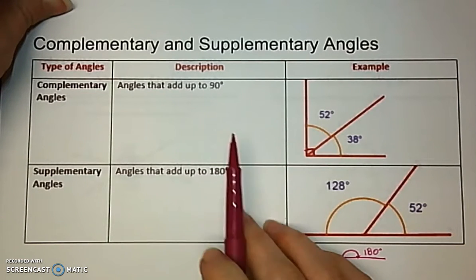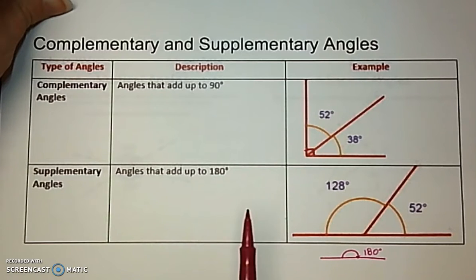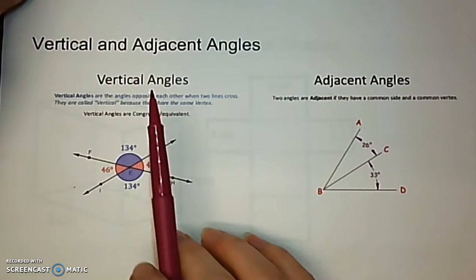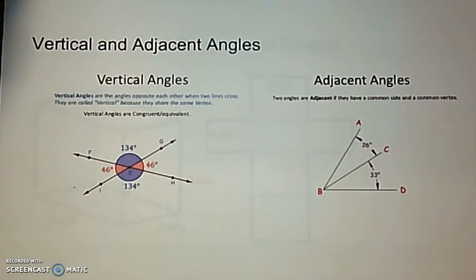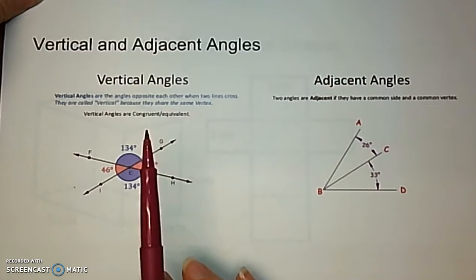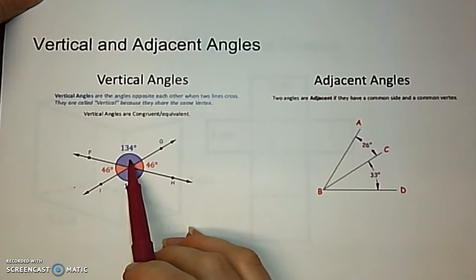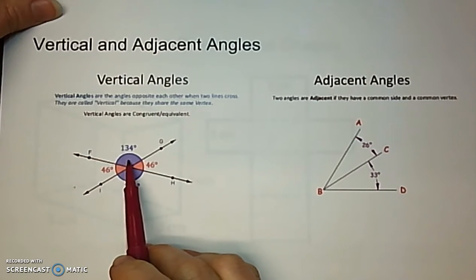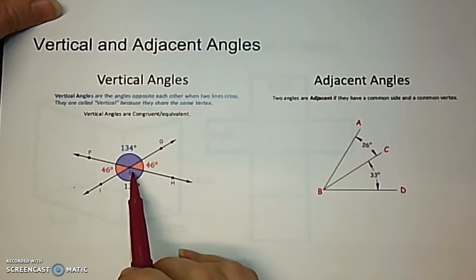So these are pairs of angles that add up to 90 degrees and pairs of angles that add up to 180 degrees. The other types of angles we're going to talk about are vertical and adjacent angles. And I apologize, some small writing over there. Vertical angles are directly across from each other. And the neat thing about this is if I have straight lines that are intersecting, as long as they are both straight lines, the angles that are directly across from each other are going to be exactly the same measure. They're going to be congruent in that way. So if this angle is 134, its vertical angle is also 134.